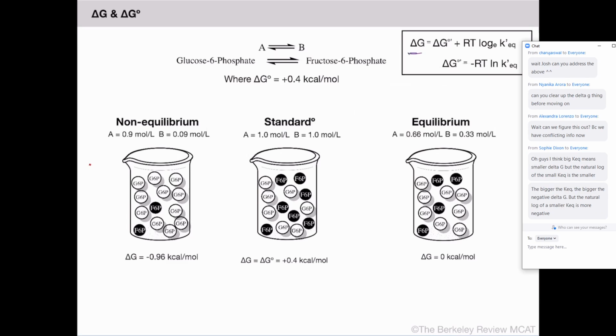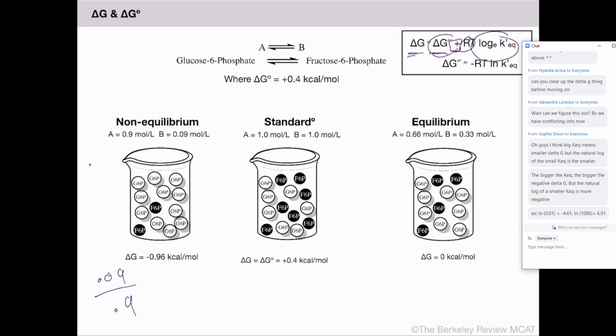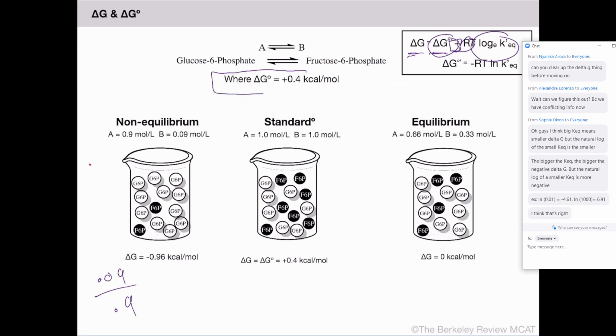Because look at this. We're talking about delta G and delta G naught prime. So let's just plug everything right back into it again. You have 0.09 over 0.9, into your ln of KQ times RT plus the delta G naught prime, which is positive 0.04. And then you're going to actually get a slightly negative delta G in this case, just barely.